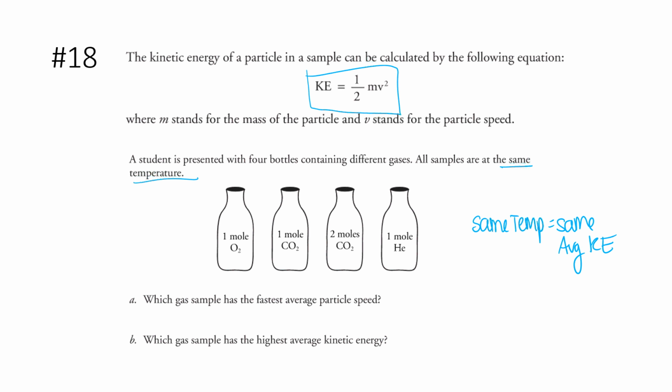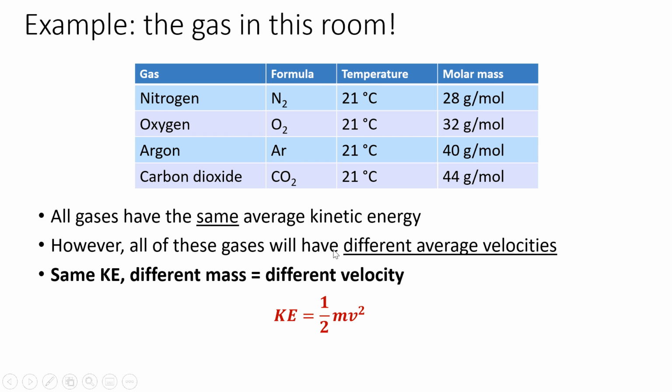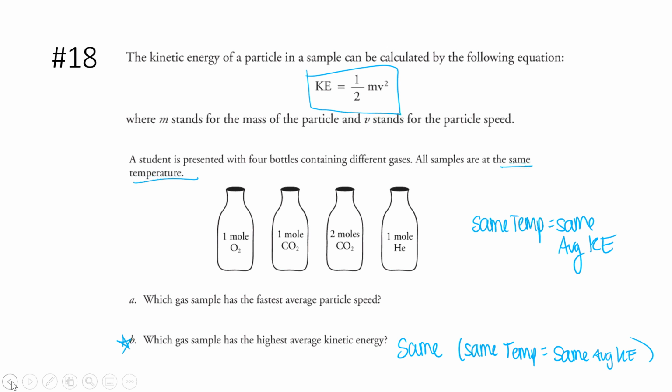So for B, which sample has the highest average kinetic energy? They're all the same. Because again, same temp means the same average kinetic energy. However, they're not going to all have the same speed. So to look at the speed, we want to keep in mind that kinetic energy is 1/2 mv squared. So the one with the smallest mass is going to have the largest speed.